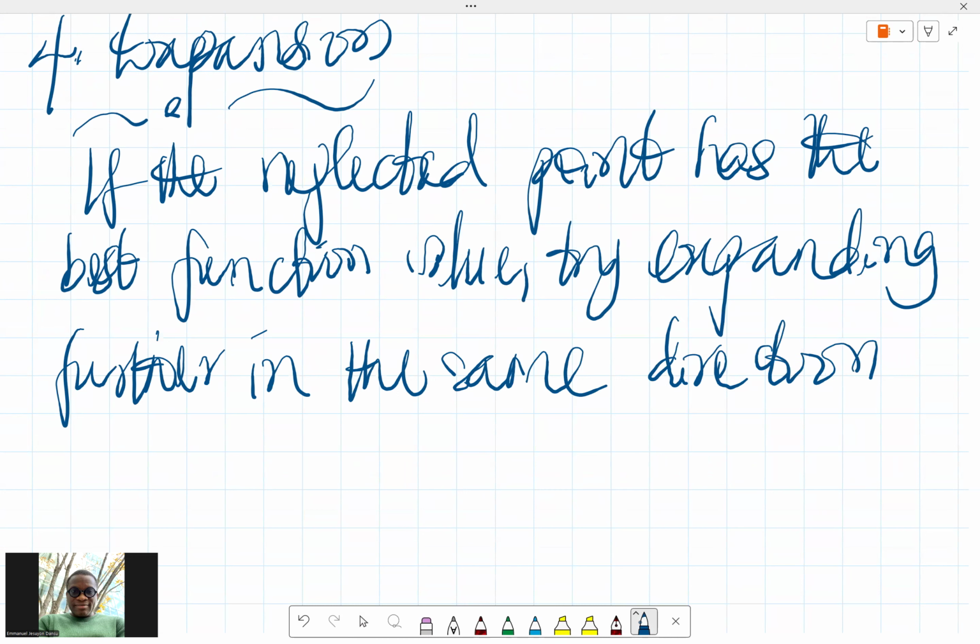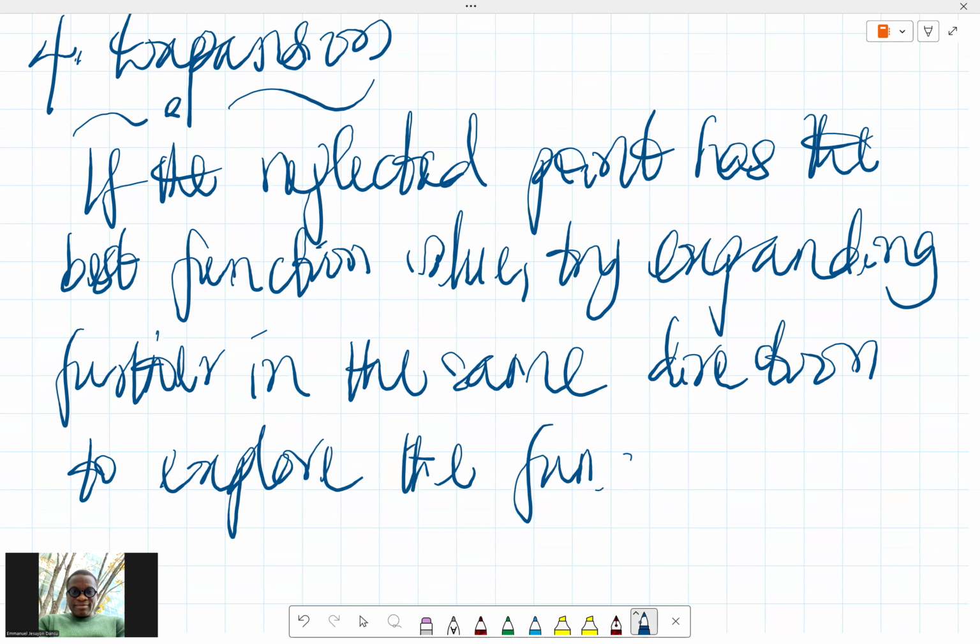To explore the function more thoroughly.